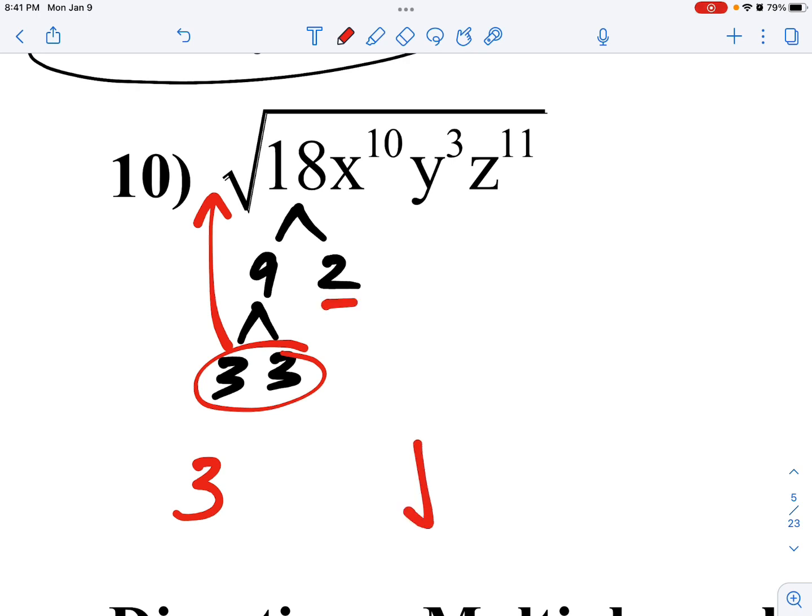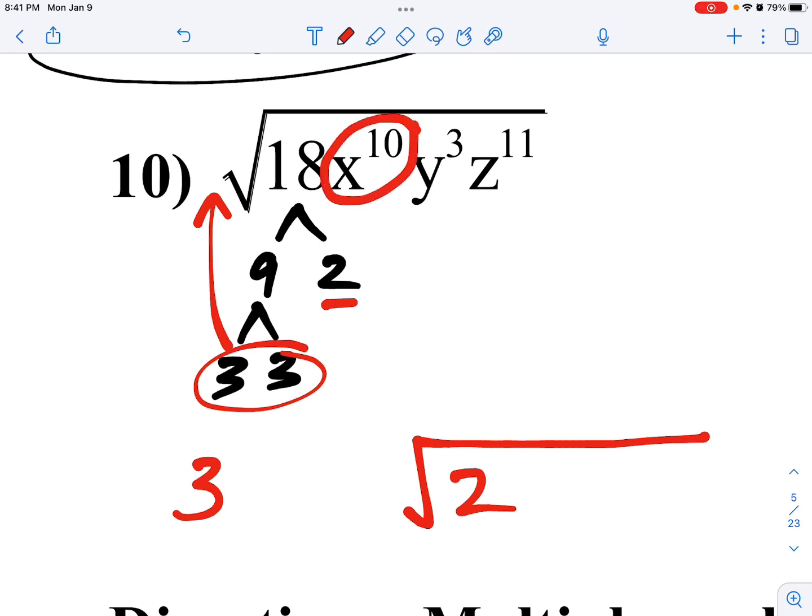I'm going to give myself some space to write my final answer, because I'm just doing the numbers right now and I have all these letters I still need to deal with. So there's a group of 2 that got to bust out of jail, and I'm writing that on the outside of the radical. And this 2 that didn't have any partners to break out with has to stay inside. Now let's look at the x to the 10th.